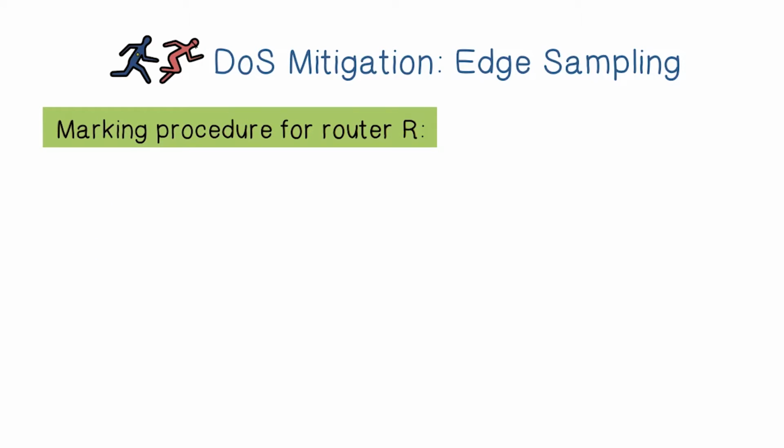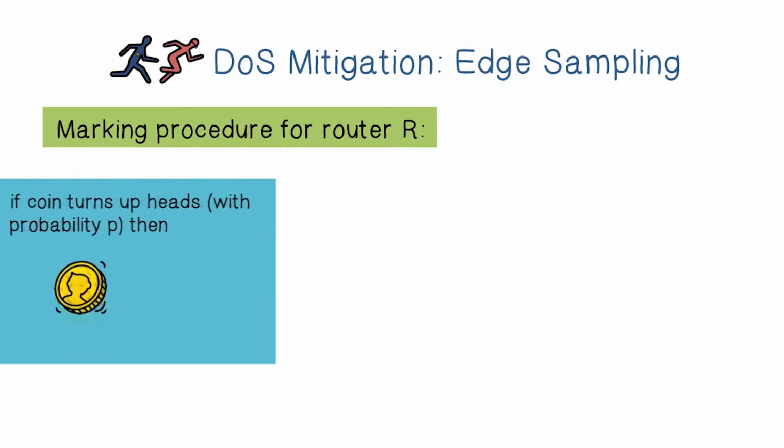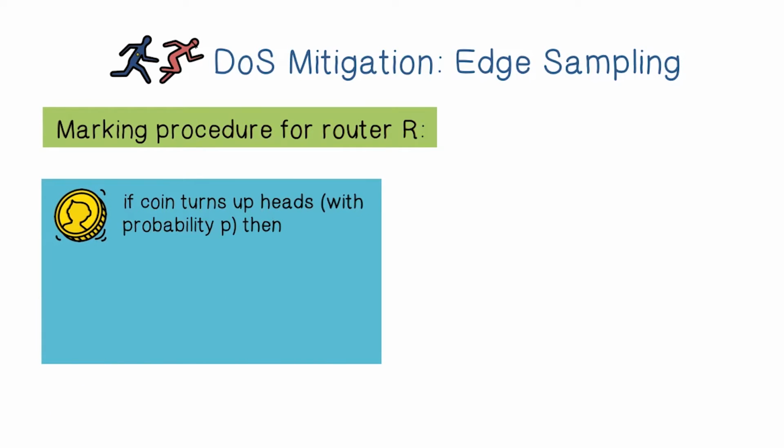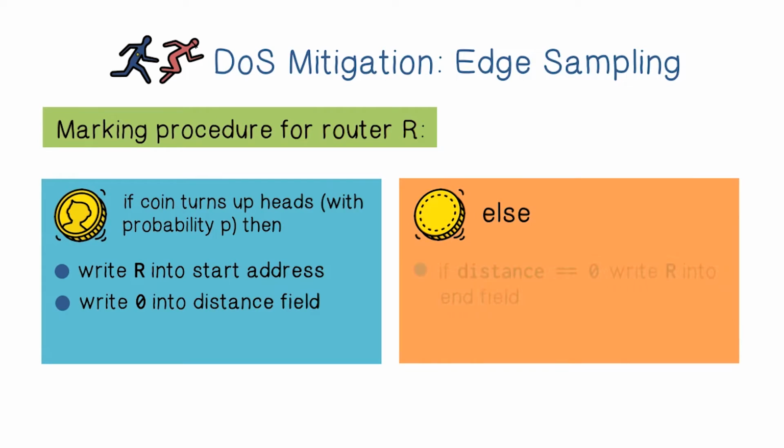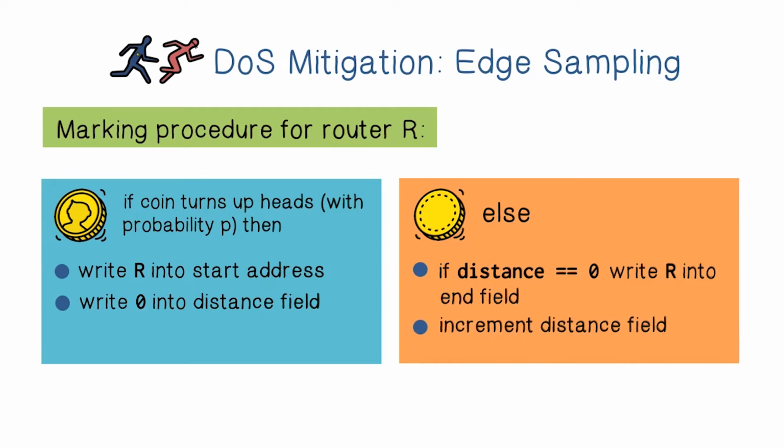Here's the procedure for a router to decide how to record the edge information. When a packet arrives, it tosses a coin. If it's head, then it will write its address into the start address, and then write 0 into the distance field. If it's tail, then if distance is 0, then it writes its IP address into the end address field. And regardless, it will increment the distance field.